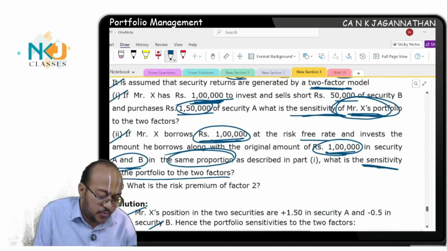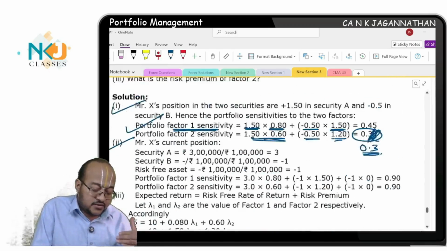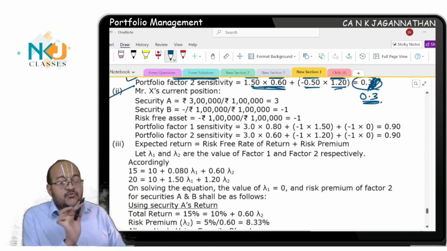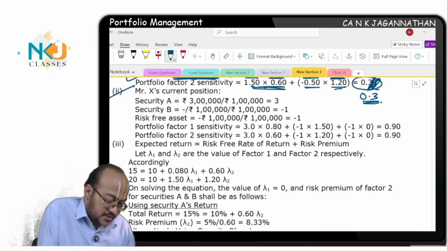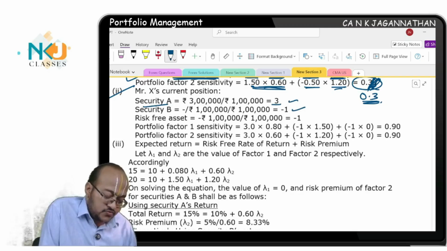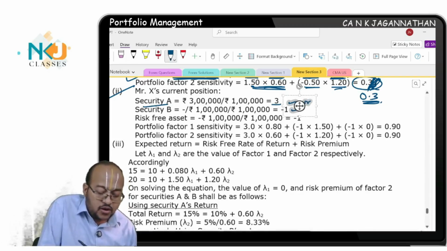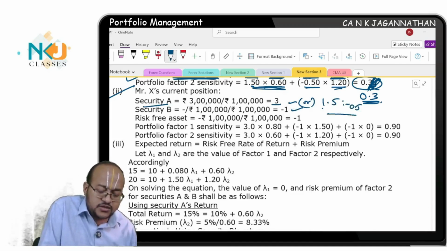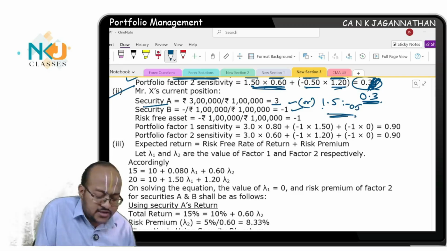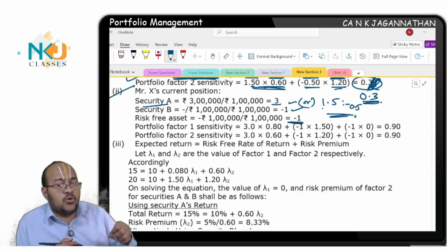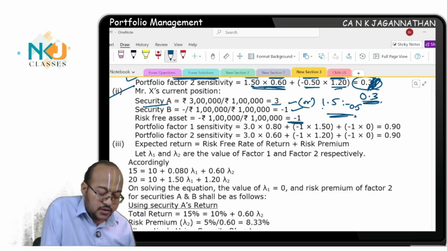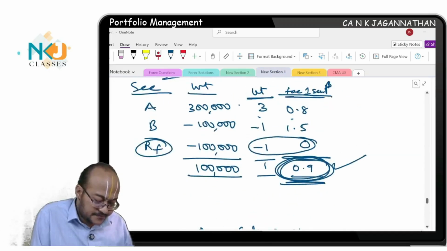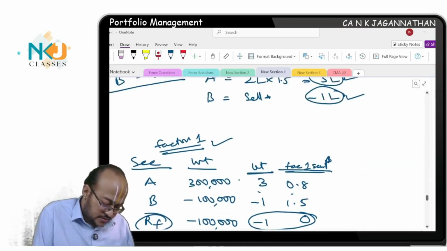What is the sensitivity of the portfolio to the two factors? Again, same, factor sensitivity beta we need to compute for factor 1 and factor 2. How to find it? Very simple. Security A, this is the proportion 3 is to minus 1, or you can also write 1.5 is to minus 0.5, which is the same, both are same. Risk-free asset weight is minus 1. I already told you, you borrow, hence there will be 3 different securities. I have put the notes here, you can already see. Can you see this?